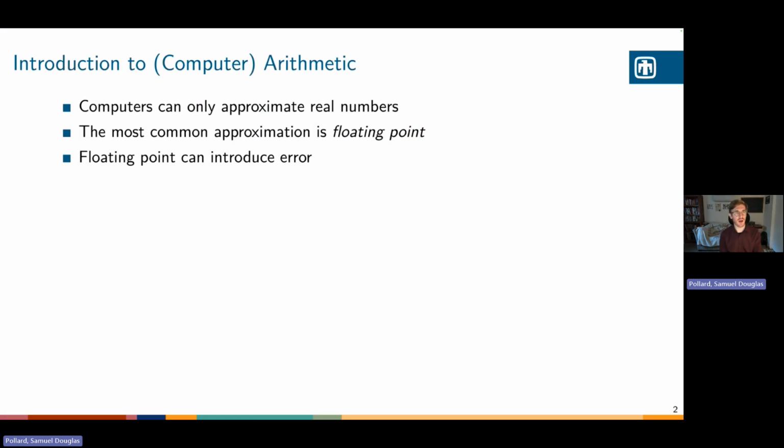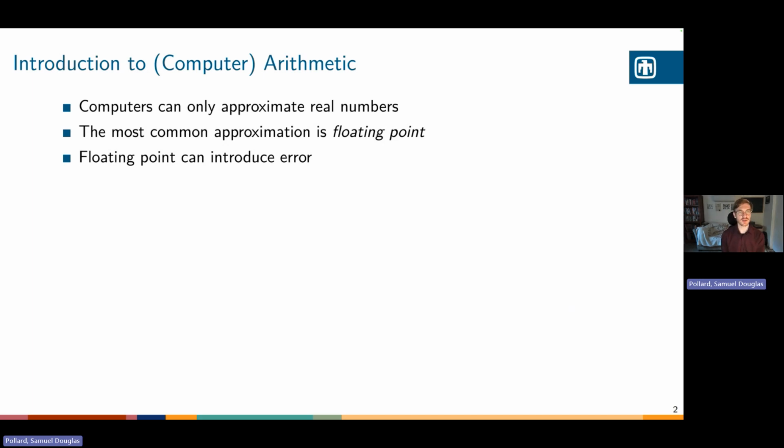So I'll first start by giving an introduction to computer arithmetic, and what computers can do. It starts with the theoretical limitation, which is that computers can only approximate real numbers. This is because a number like pi has an infinite number of digits and a computer has a finite memory, but more practically, the most common approximation for real numbers is floating point, which typically uses either 64 or 32 bits to represent a real number.